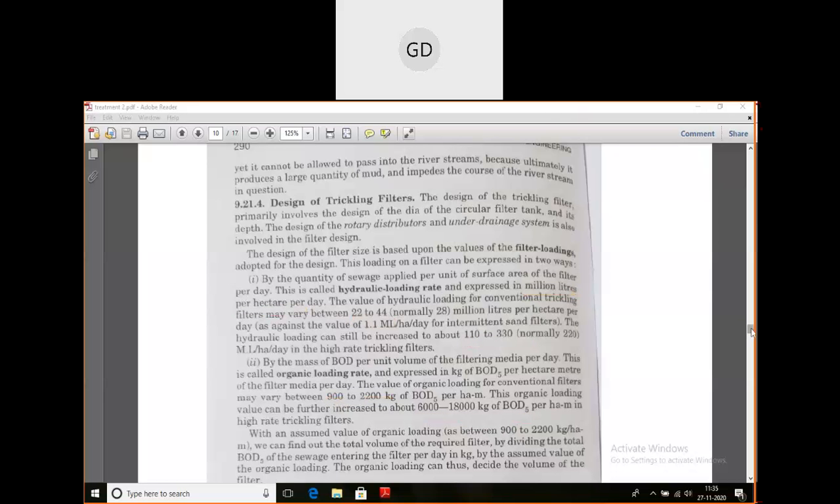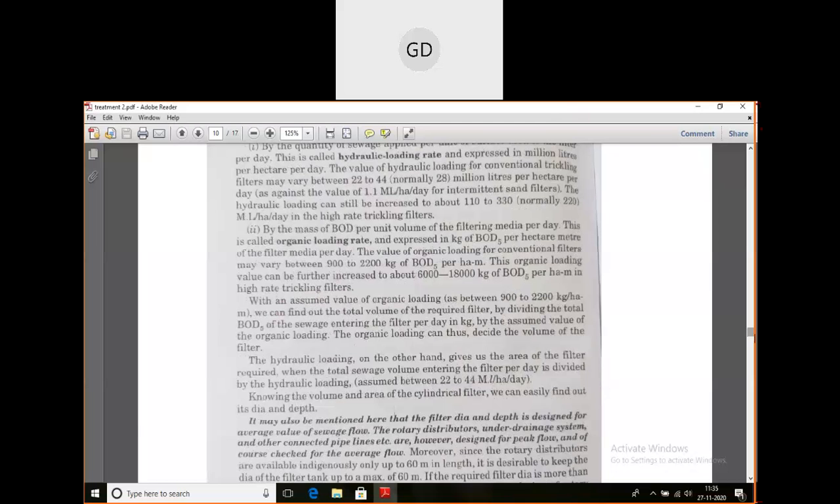Okay, so why do we find out the organic loading rate and the hydraulic loading rate? The organic loading value can give you the volume of the filter, and the hydraulic loading, on the other hand, gives you the area of the filter. When you design a trickling filter or solve a numerical problem, you obviously need to find out the area and the volume of the filtering media. So for that you will need your organic loading and hydraulic loading rate.